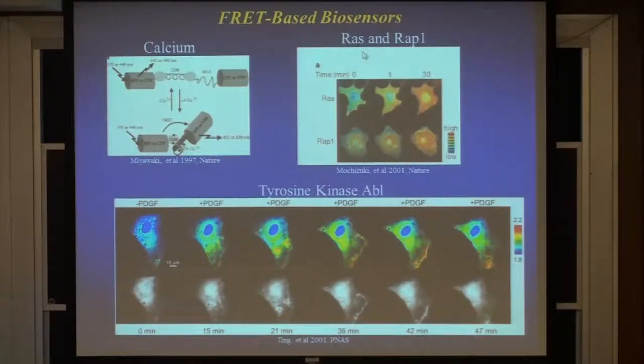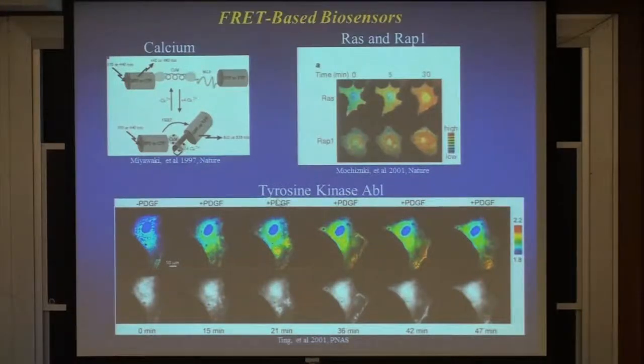Or people can use this same principle to monitor small GTPases such as RAS and RAP1. So both are small GTPases, but as you can see, RAS can be activated from the cell periphery and extend into the intracellular space. Whereas RAP, although belonging to the same small GTPase family, the activation pattern is quite opposite. It starts at the perinuclear region, extending to the cell periphery. Okay, so with FRET biosensors, you can really visualize the relative spatial temporal difference between molecules.